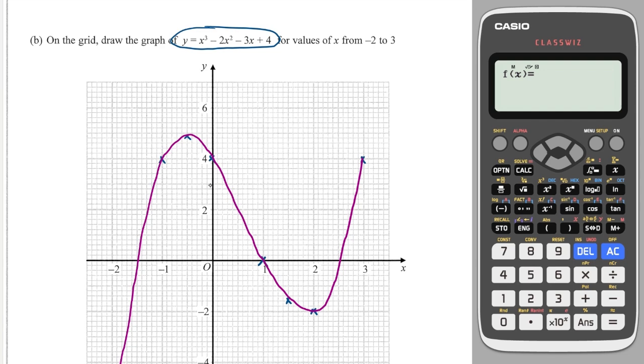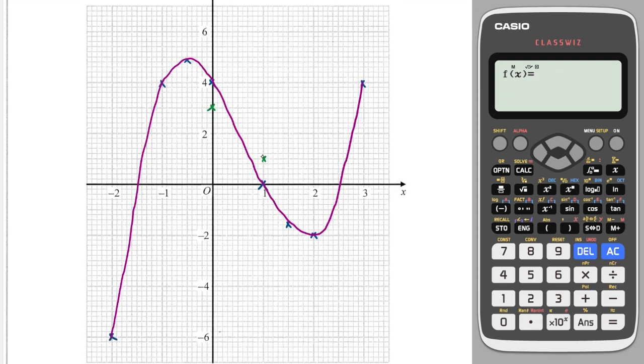So we draw 3 at the intercept, and minus 2 means I go along 1 and then I go down 2. I go along 1 and I go down 2. I go along 1, down 2. And going backwards, I'd go back 1 and up 2, back 1 and up 2. Drawing that straight line will look something like this.